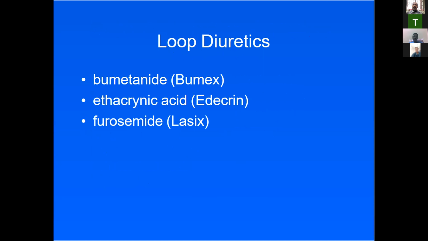Then about the loop diuretics. These diuretics are very important because they are powerful diuretics. They act on the loop of Henle, and that's why they are called loop diuretics. The drugs are bumetanide, then ethacrynic acid, then furosemide. You must keep in mind that furosemide is a drug which is now available in the market, as well as ethacrynic acid, but furosemide is a potent diuretic. This acts on the loop of Henle.